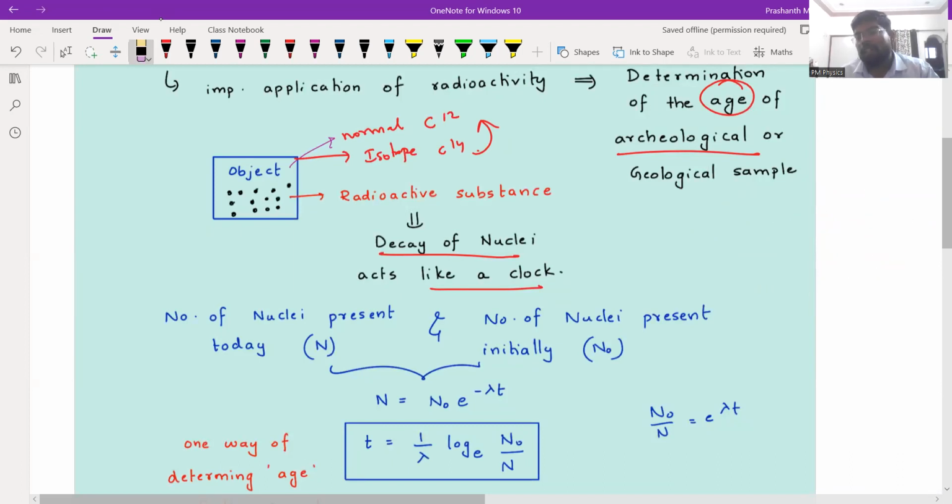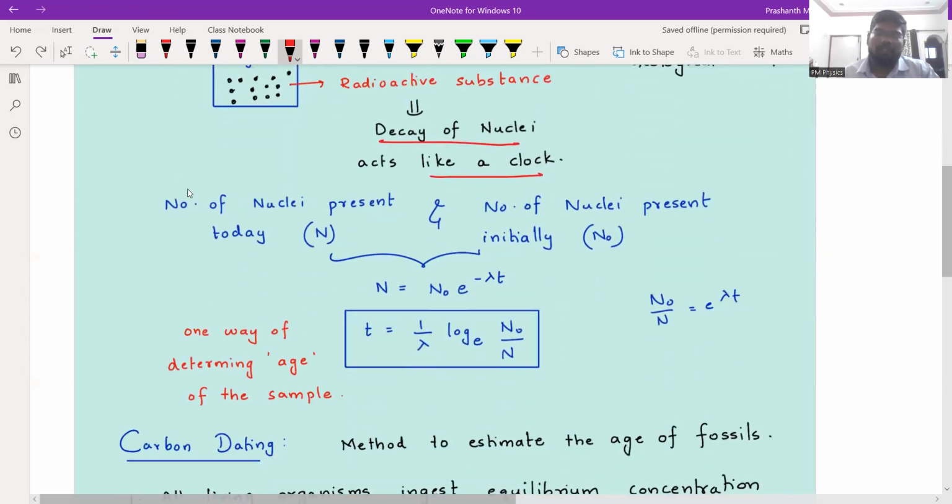They will compare with the original sample, and from the number, they will tell the time. So they will measure two things: the number of active nuclei present today and the number of active nuclei present originally. Originally, how do they know? We will just give the example. So originally, how much should be there, we will know.